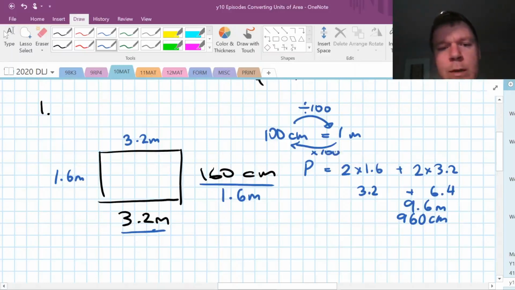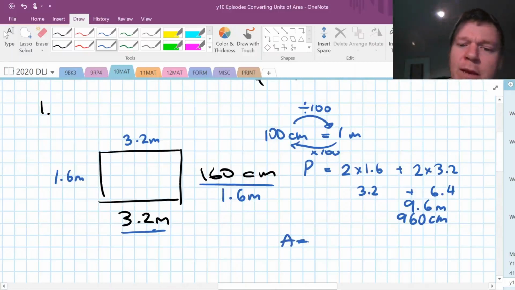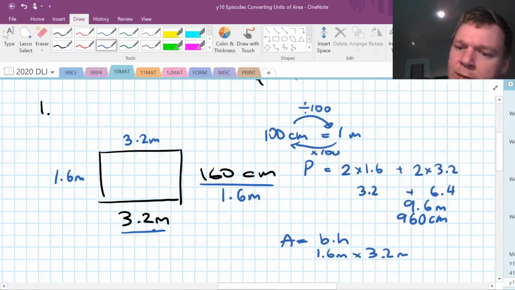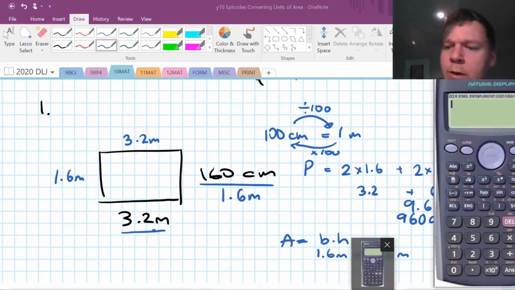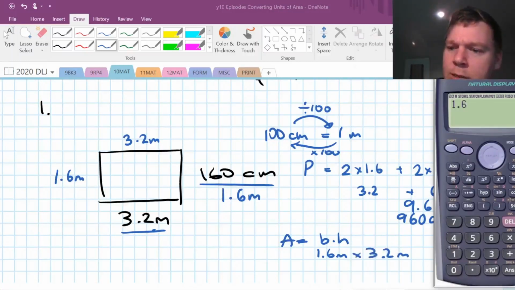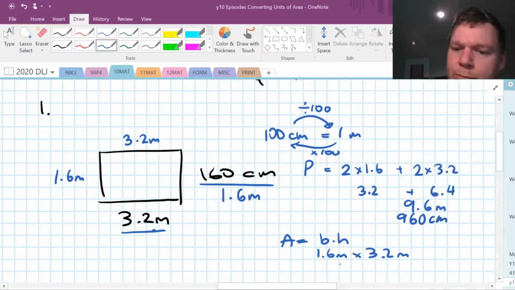All right. Area of a rectangle. That is going to be our base times height. Base times height. So 1.6 meters times 3.2 meters. I'm not going to do this one in my head. I'll use the calculator. 1.6 times 3.2 equals, use the S-D button, 5.12. 5.12 meters squared.